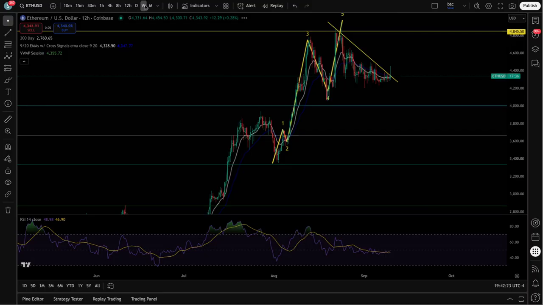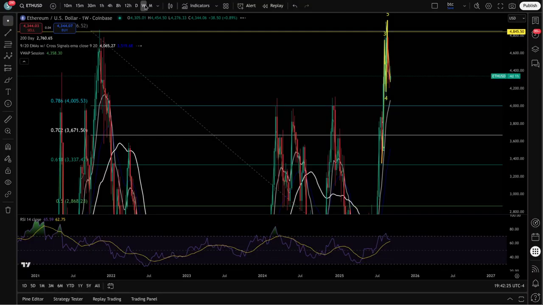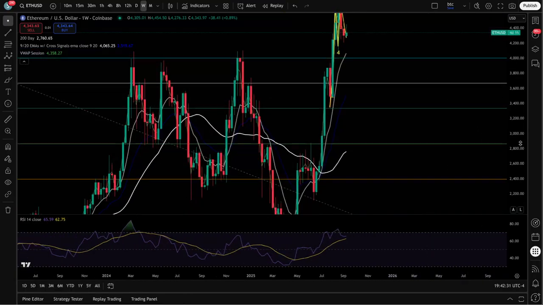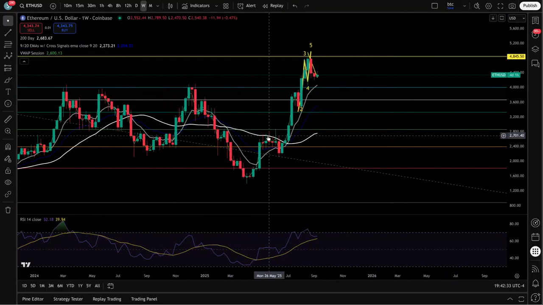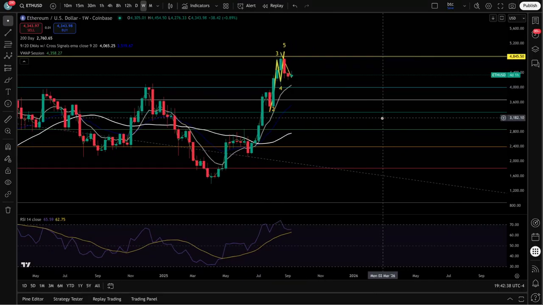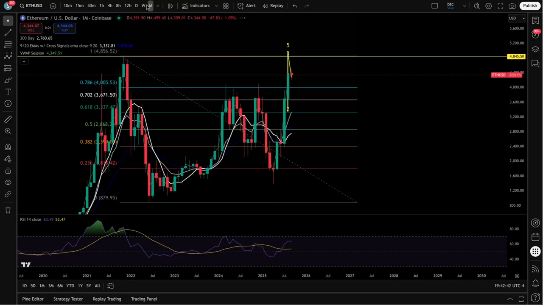On the weekly, the RSI is right up at the top here. What's it going to do from there? Look at that wave count here: 1, 2, 3, 4, 5. We might be looking at a correction here. The monthly is right at the very top, right? So keeping an eye on ETH.